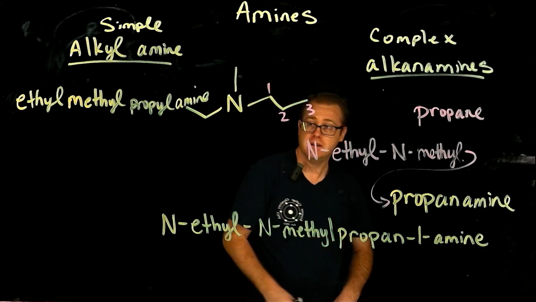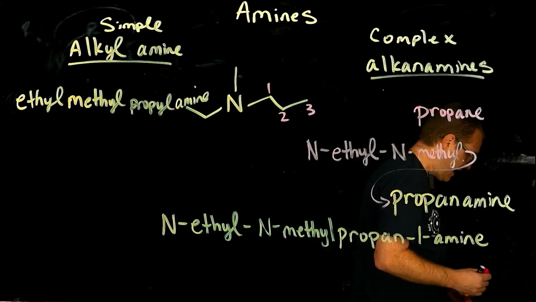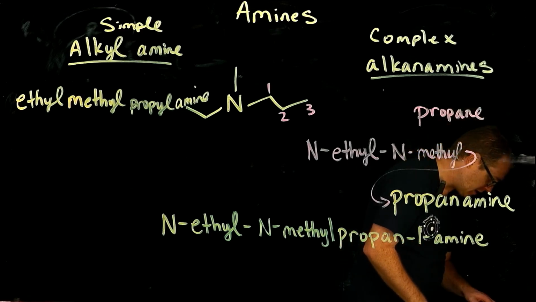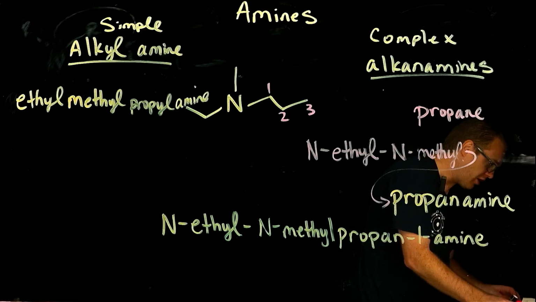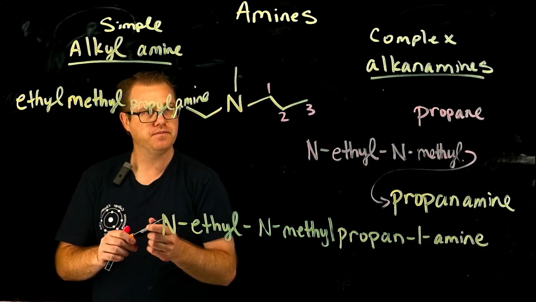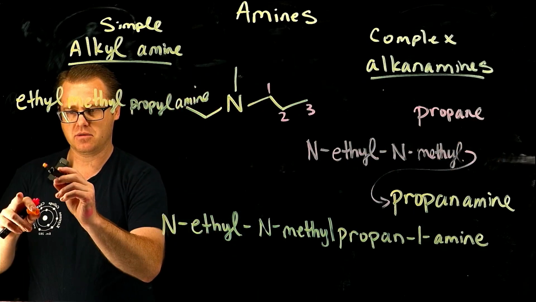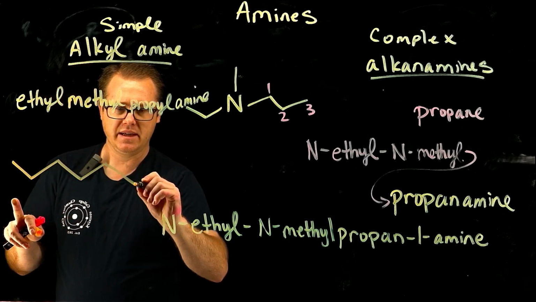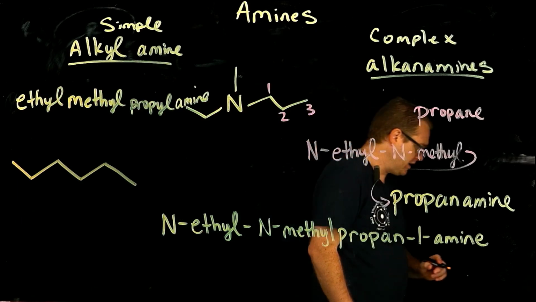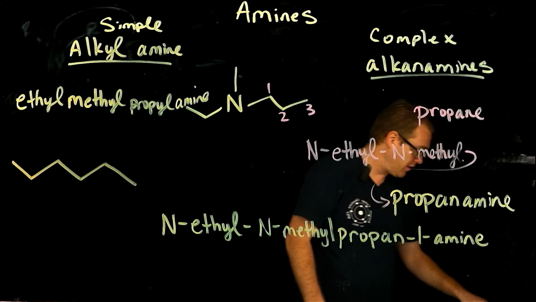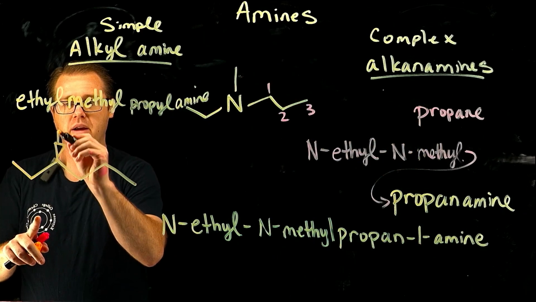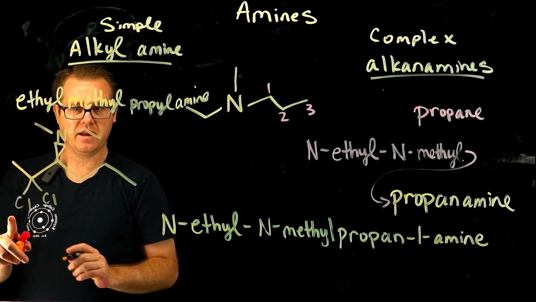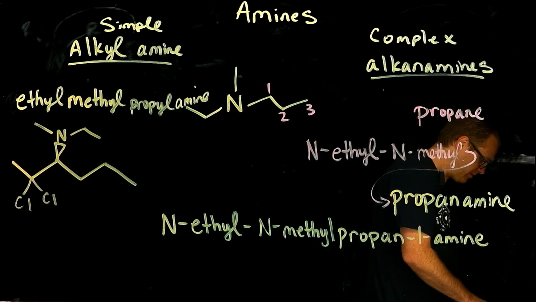Okay. Now, let's take a look at a more complex one. We have, let's see here, 6 carbons. Let's do 6 carbons here. Now I'm running out of board space, so let's just do it right here. Let's see, 2, 3, 4, 5, 6. And then we have an amine right here. We have 2 chlorines right there. What other things do we have on this guy?